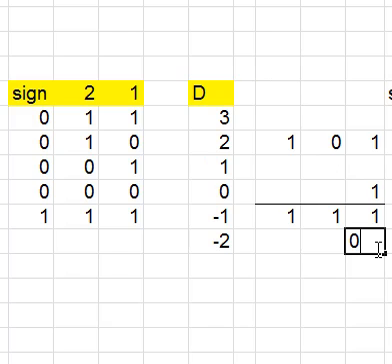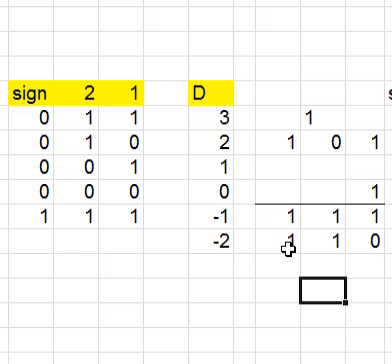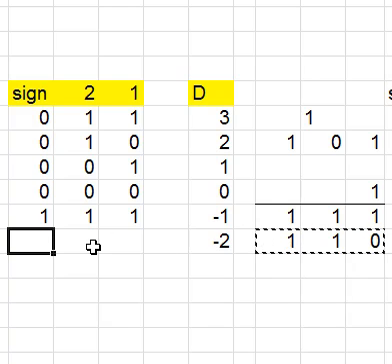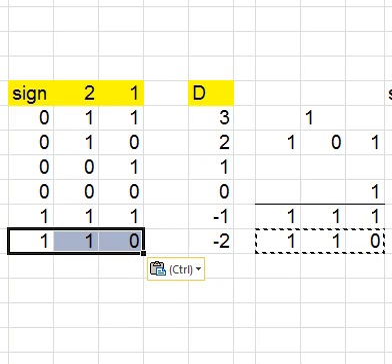So 1 and 1 is 0. Carry the 1. That's a carry bit there. So I bring down the 1. And I bring down the 1. And this is my binary representation of negative 2.